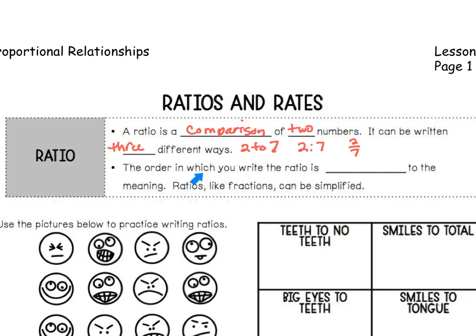Next, the order in which we write the ratio is important to the meaning. Ratios, like fractions, can be simplified. So the order in which you write the ratio is important. For instance, I mentioned the days of the week that begin with an S compared to the total days of the week, and so I started with what I said. There are 2 days of the week that begin with S compared to 7 days.